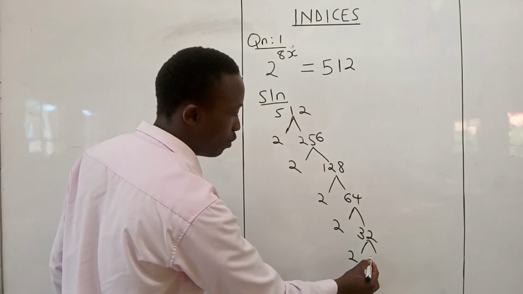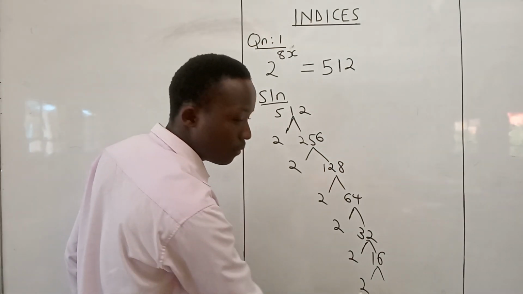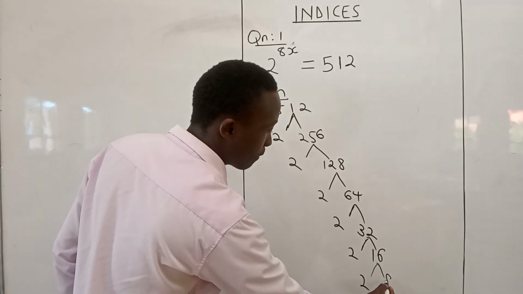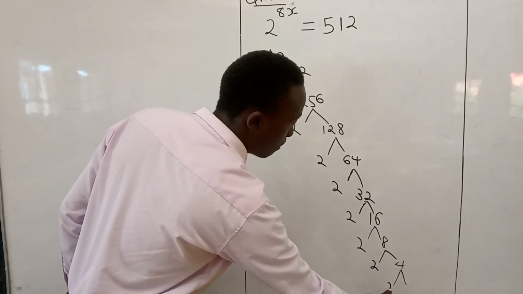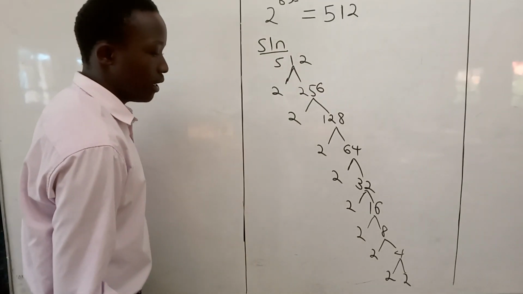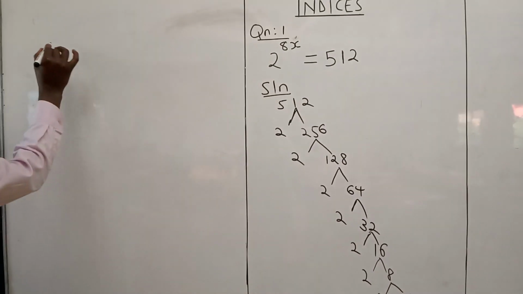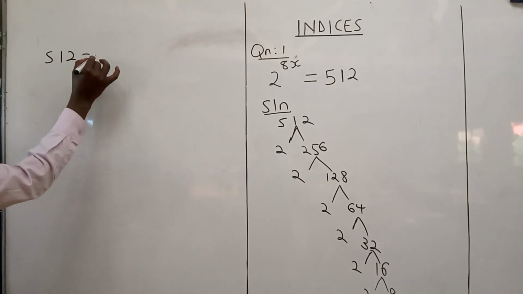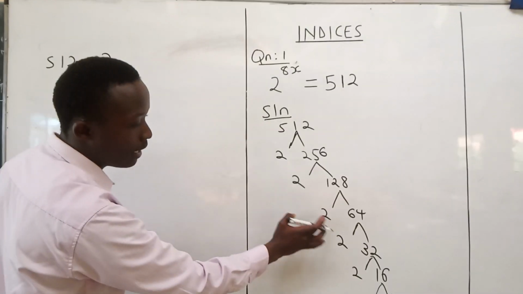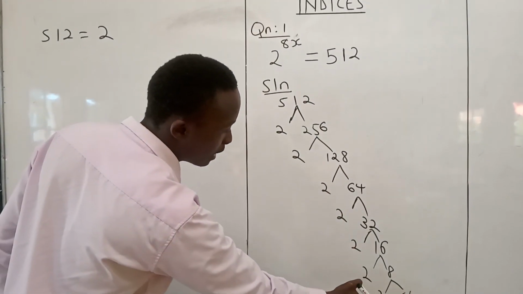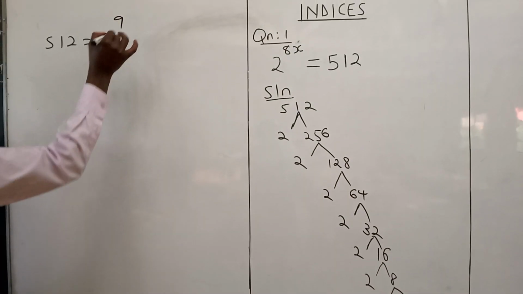32 by 2 will give us 16. 16 divided by 2 will give us 8. 8 divided by 2 will give us 4. 4 divided by 2 will give us 2 and 2. Therefore, 512 is equal to 2. How many 2's do we have? 1, 2, 3, 4, 5, 6, 7, 8, and 9, is equal to 2 to power 9.